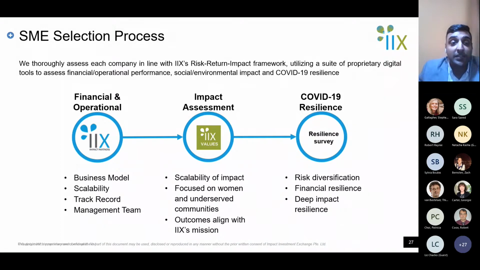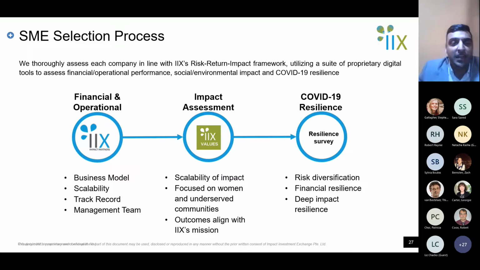Firstly, the enterprises go through a screening process, which is from a traditional business perspective. Is the company scalable? Does the company have an extensive track record? Do they have a solid management team? And do they have a proven business model?